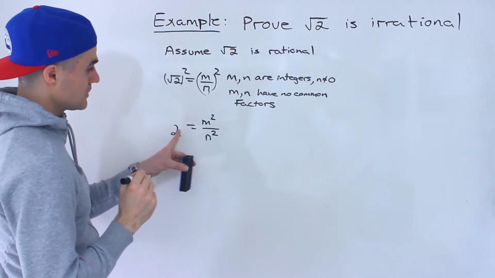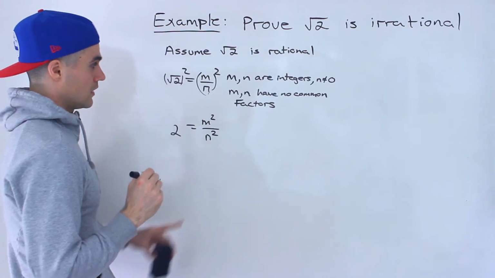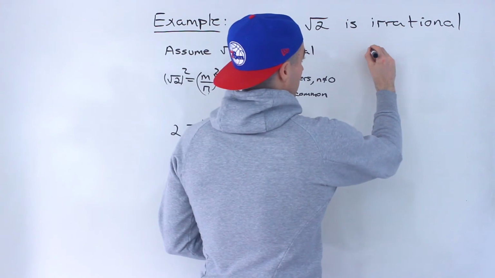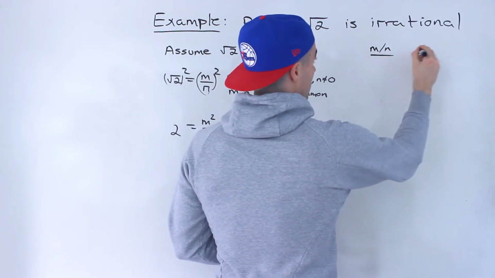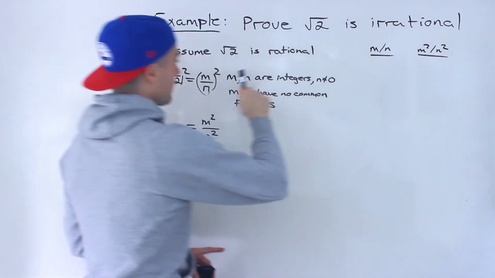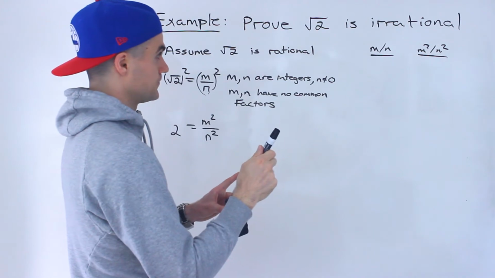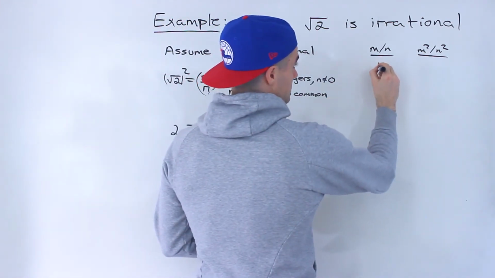So we'll have 2 equals m squared over n squared. Now, I kind of want to show a relationship here between m and n, and then m squared, and then n squared. Now remember, m and n can be any integers as long as n is not 0. So let's write some examples down here.